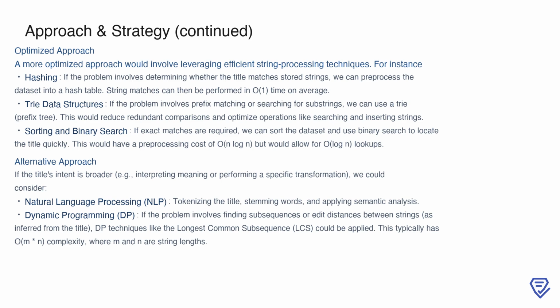of log n. In cases where the problem's scope extends beyond exact matches, such as interpreting meaning or performing specific transformations, other techniques may be appropriate. For instance, natural language processing could be used to tokenize and analyze the title semantically, while dynamic programming methods like the longest common subsequence algorithm could be applied for tasks involving subsequences or edit distances between strings. These approaches, though powerful, would typically require more computational resources, with complexities like m*n, where m and n are the lengths of the strings being compared.